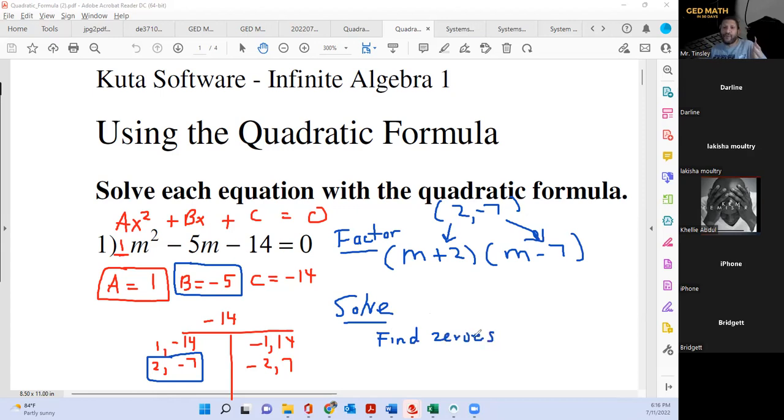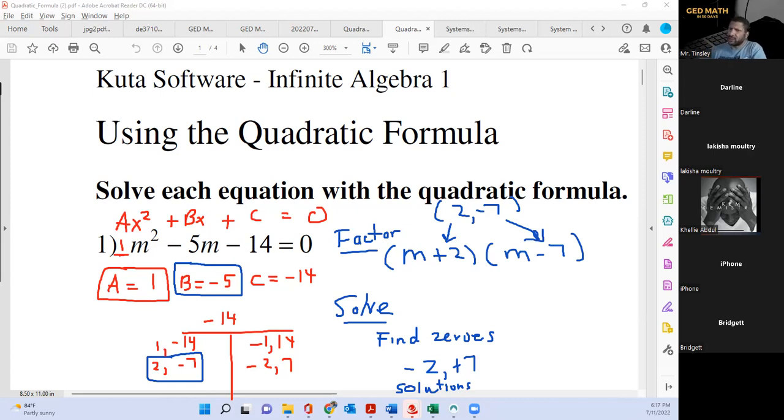So what value of m would give you 0? Well, this is easy. What's the opposite of +2? -2. What's the opposite of -7? +7. So these are your solutions. These would solve your quadratic equation. What that means is if you plug these numbers into this equation, you will get 0.